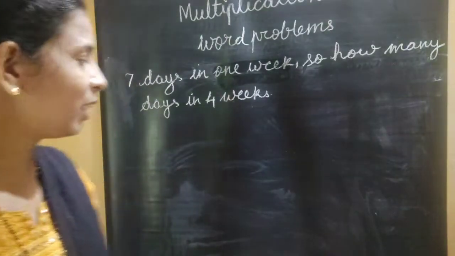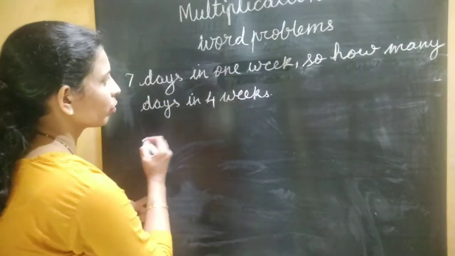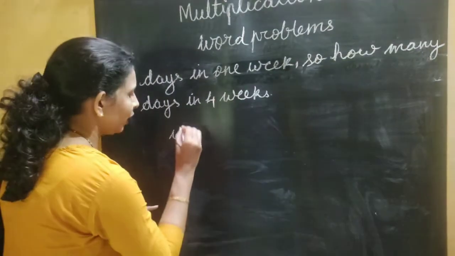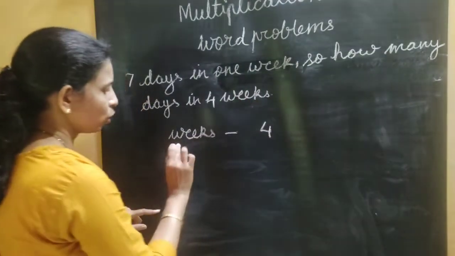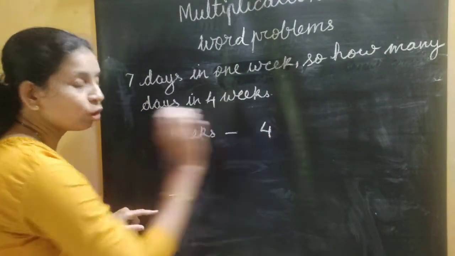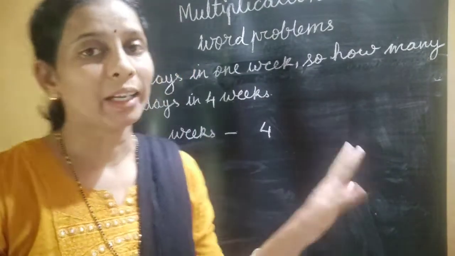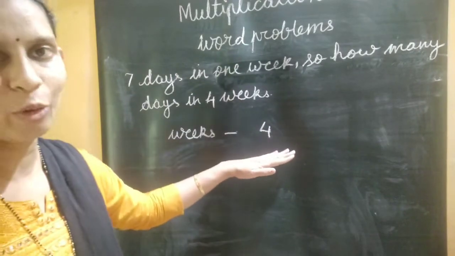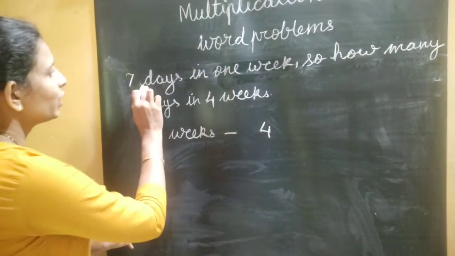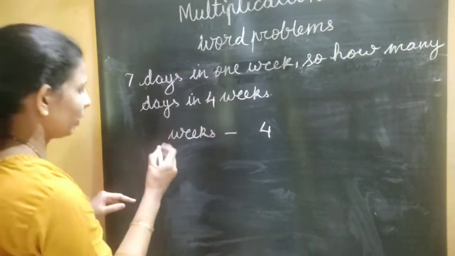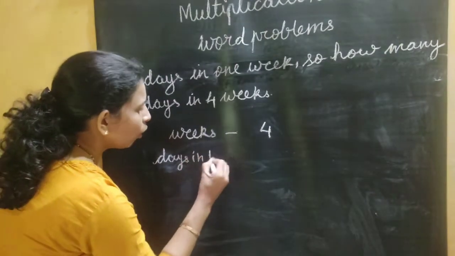So students, very easy. It is a word problem. So how to write, just see. First write down weeks. How many weeks? 4 weeks. So weeks dash and write down 4. Okay students, when you solve this example in the exam, that time also you should write in this way only. Okay, weeks 4. Next, what is given? 7 days in 1 week. So here write down days in 1 week.